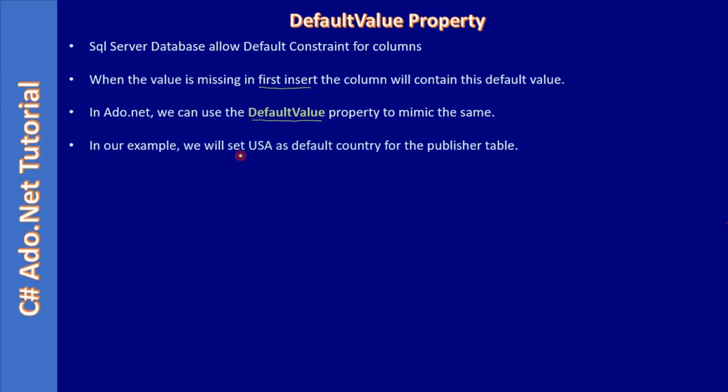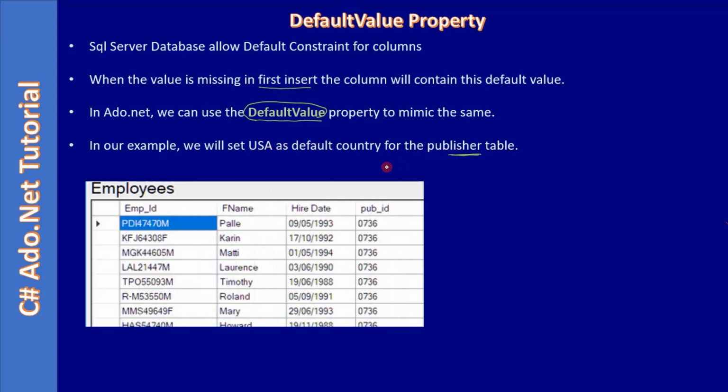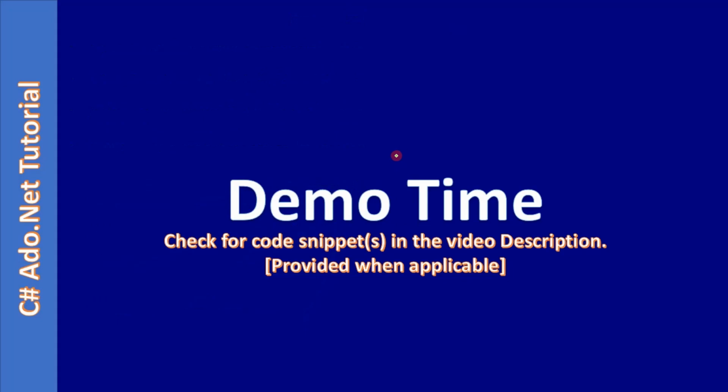In our example, we will set USA as the default country for the publisher table. That means we are going to use the DefaultValue property for the country column of the publisher table. Here we just showed the employees table, so it is a wrong screenshot. We will use the publisher table and we will set the default country. Let's go to the demo.